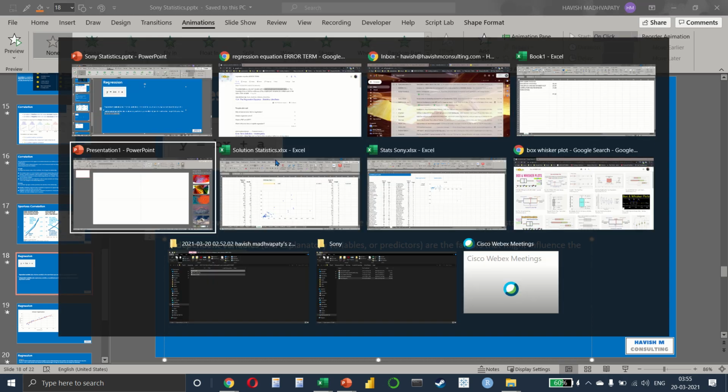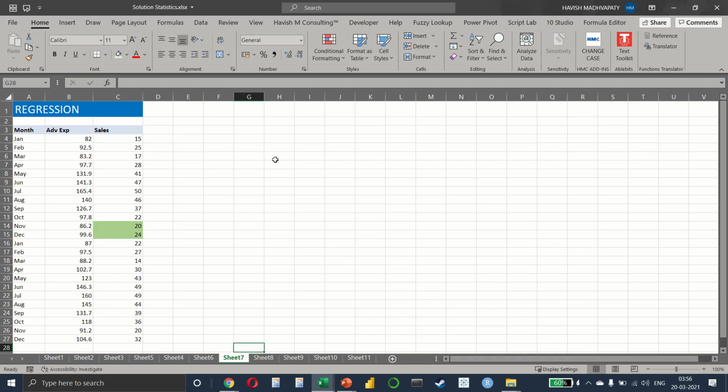Wonderful. Let's start with the example. And we have a nice data set here where we are looking at advertising expenditure and the sales value.